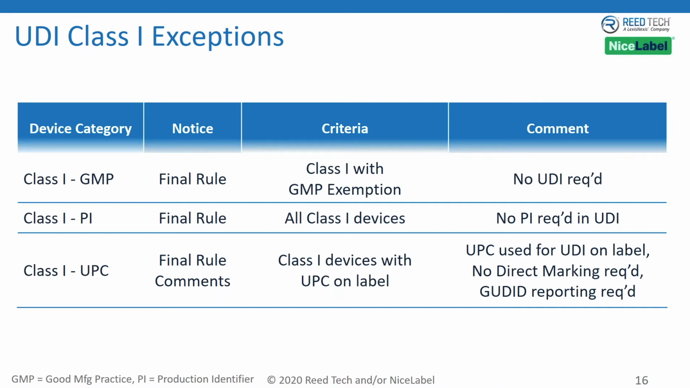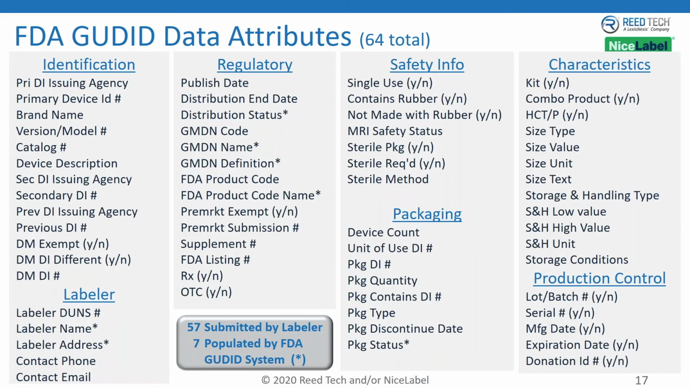And if I were to have a Class 1 in the retail business, I may have been using UPC. The good news there is that UPC does qualify to serve as the UDI on the label, and there's no direct marking required for that particular Class 1 retail device with UPC. You do need to report the device identifier and a standard set of attributes to the FDA for those devices. So there's a couple exceptions that you ought to be aware of.